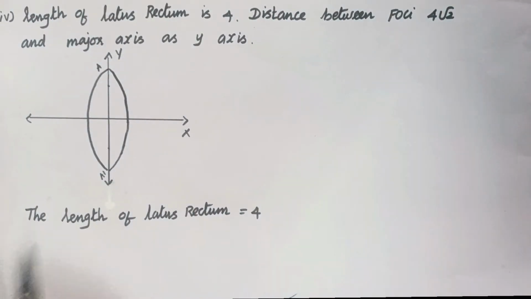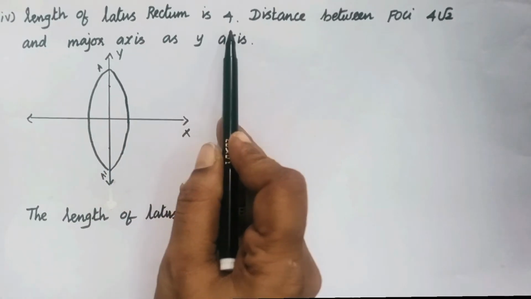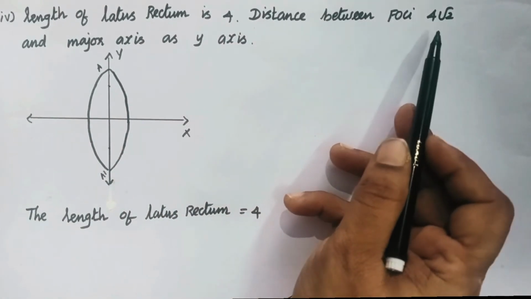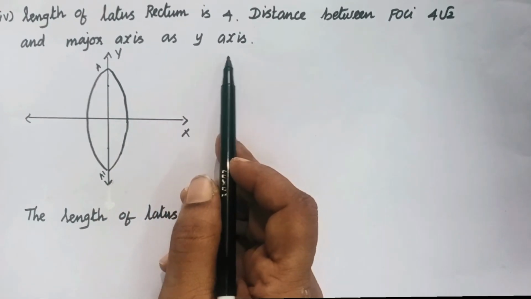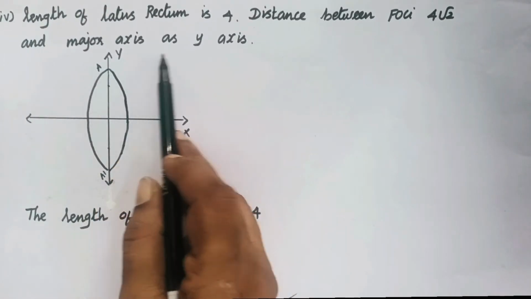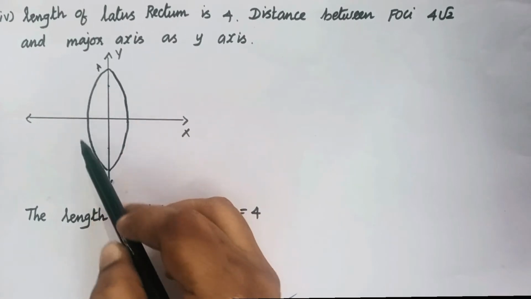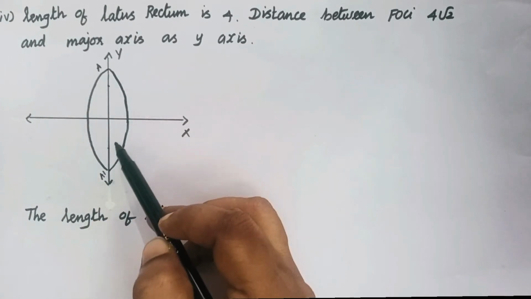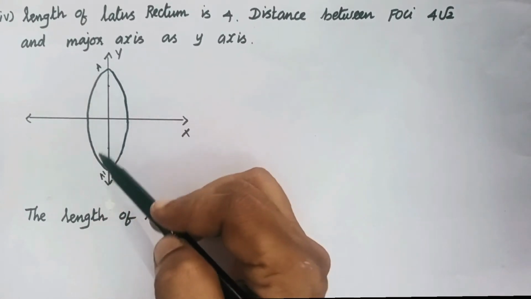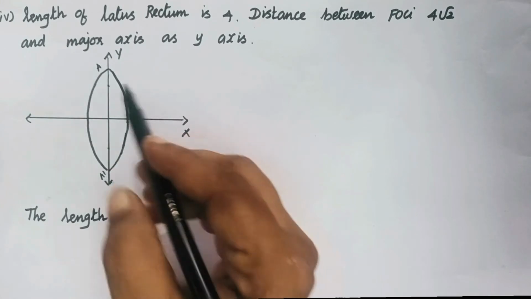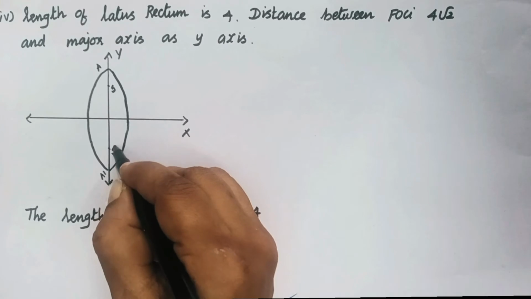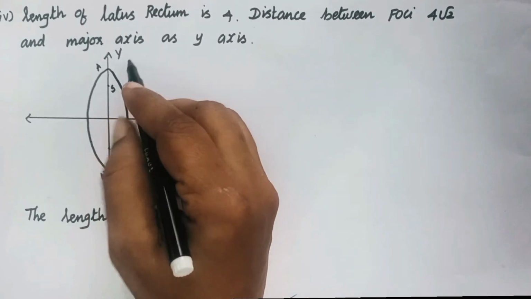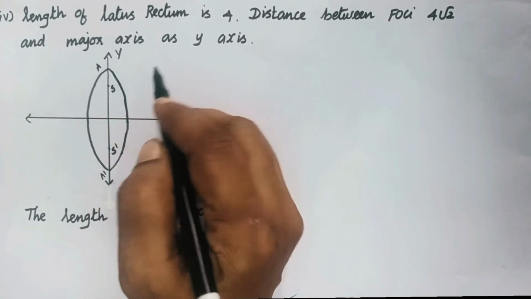Fourth Roman letter. Length of latus rectum is 4 and distance between the foci is 4 root 2, and the major axis is the y-axis. So here the major axis is the y-axis, so we have to draw the ellipse along the y-axis. Through this vertex A and A dash, we have to draw the ellipse. Here S and S dash are the foci.